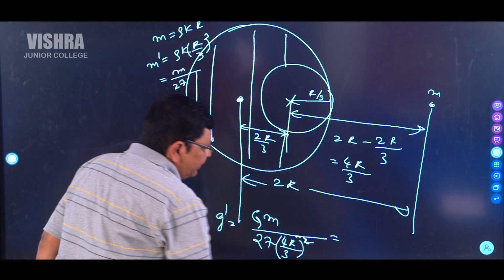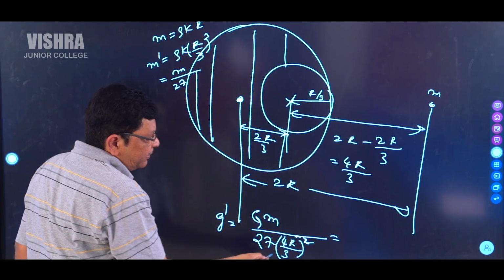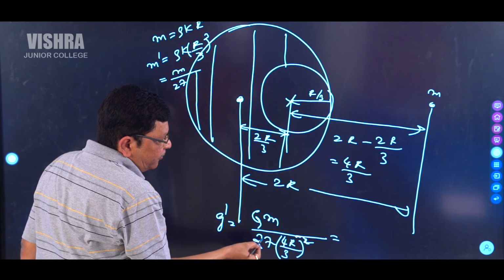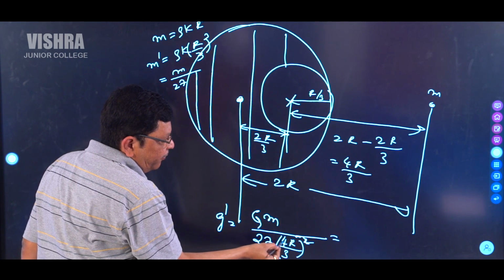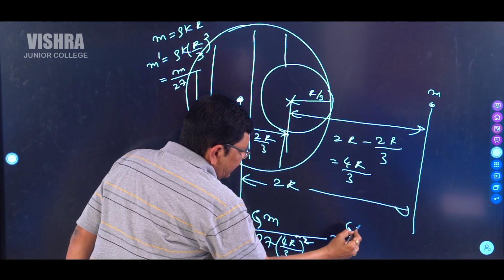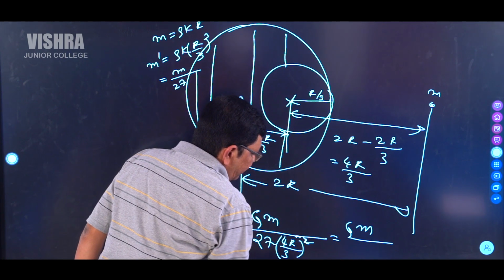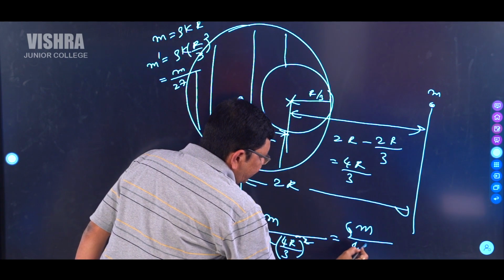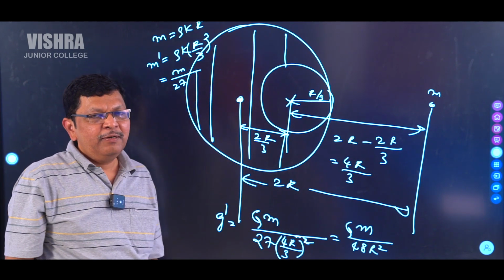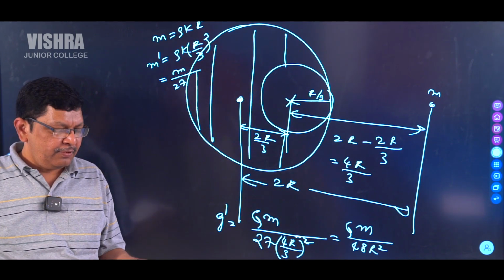And from this we get the gravitational field intensity as, here 3 square is 9, 9 3s are 27. So 3 will be there, and 4 square, that is 16, 3s are 48. So GM by 48 R square. This will be the gravitational field intensity of the portion which will be removed.